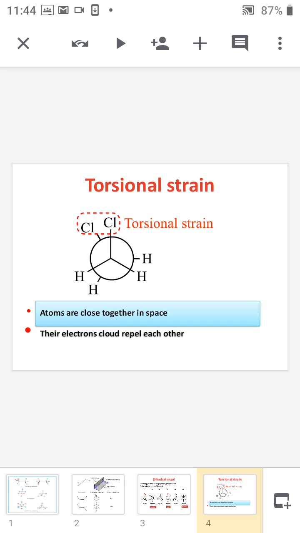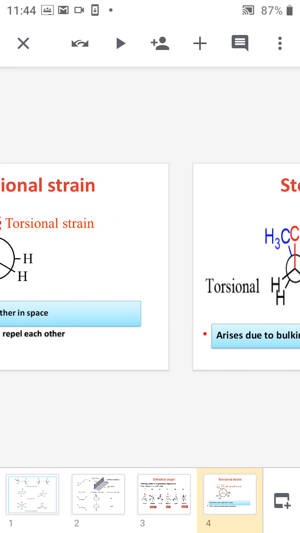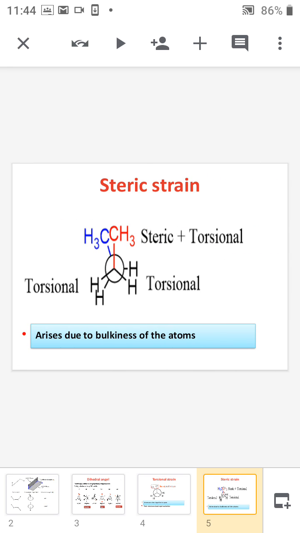This arises because the atoms are very close to each other in space and their electron clouds repel each other. Now we are moving into the steric strain. The steric strain arises due to the bulkiness of the group which is attached to the sigma bond. See here, we can see that the two methyl groups are just behind each other. So there exists a torsion strain. Similarly, the torsion strain exists in the case of the hydrogens.